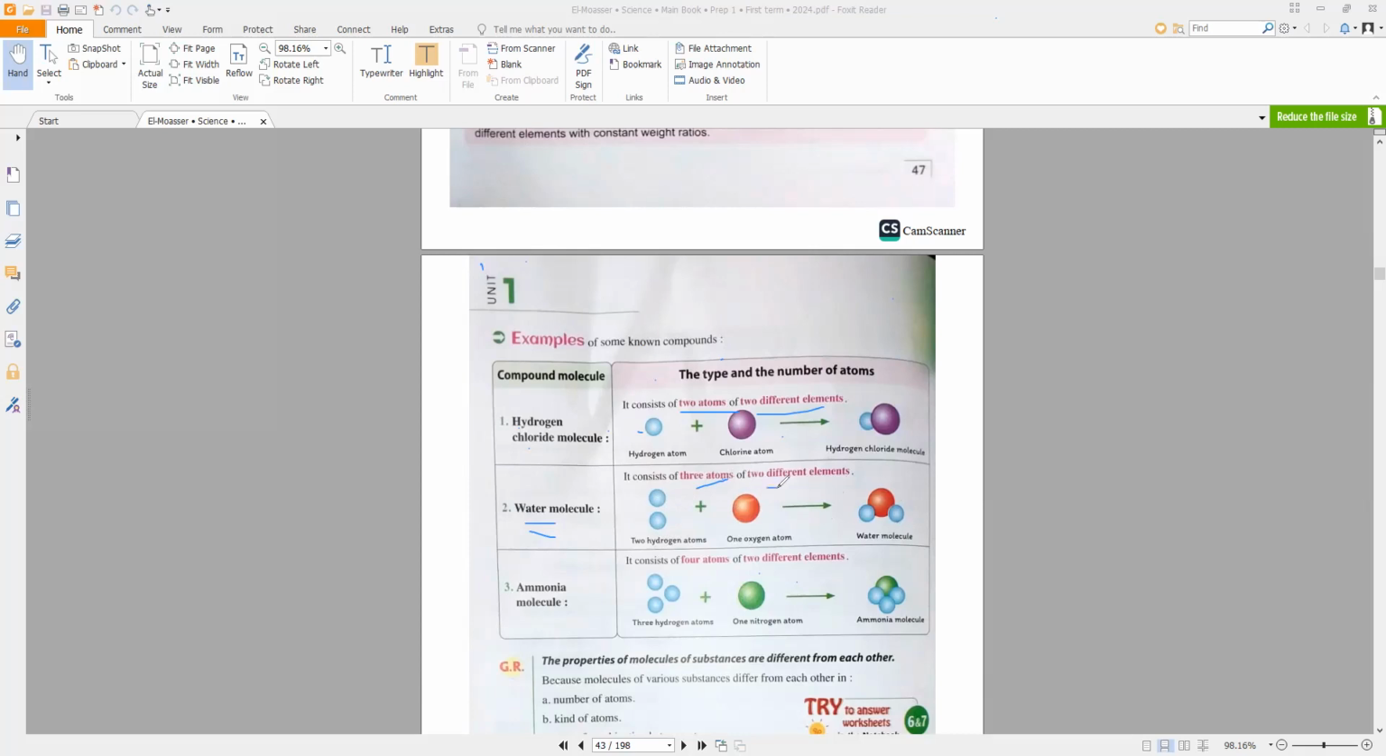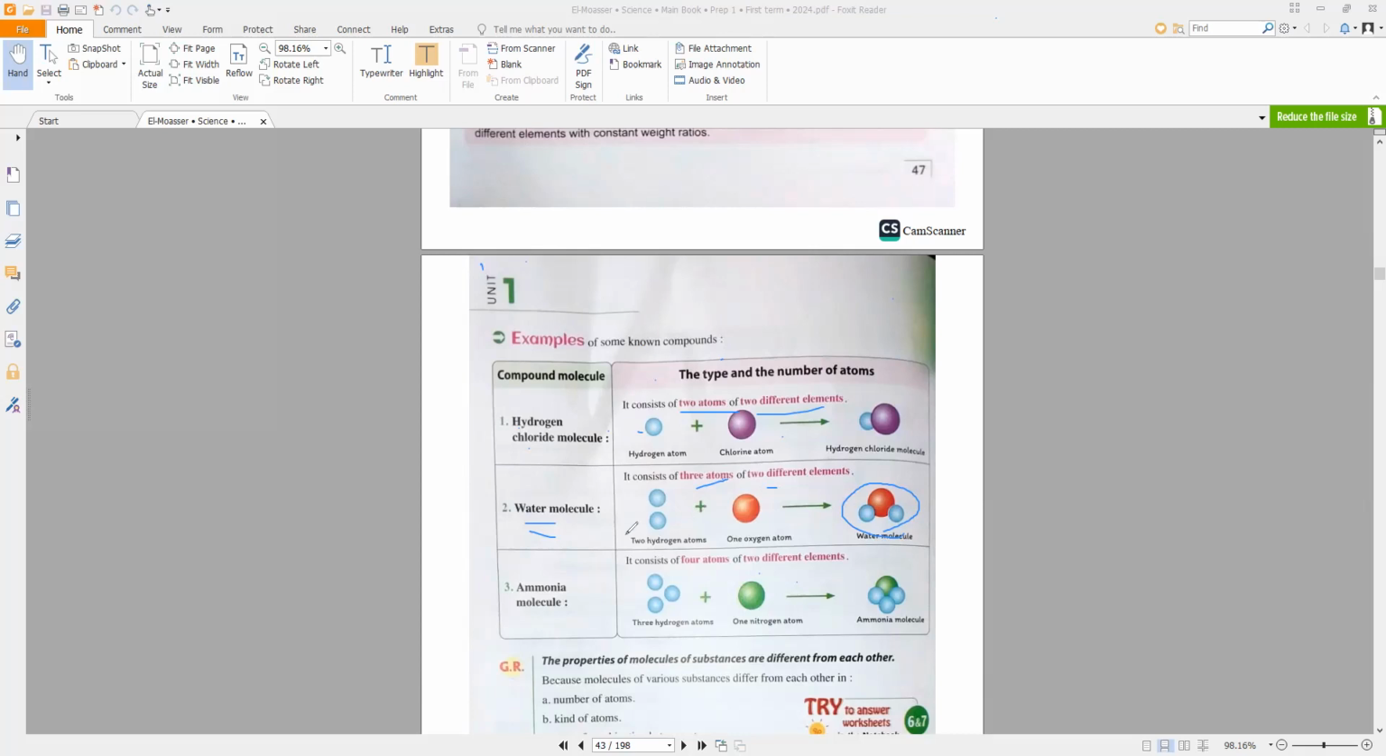Why two different elements? Because we have oxygen only and hydrogen. These are the elements. But how many atoms? Two from hydrogen and one from oxygen, so they are three atoms. So the water consists of three atoms from two different elements. What are these elements? Oxygen and hydrogen.